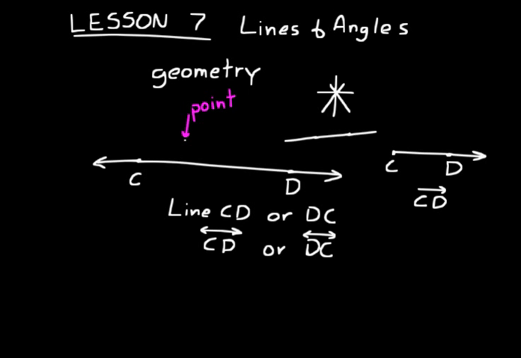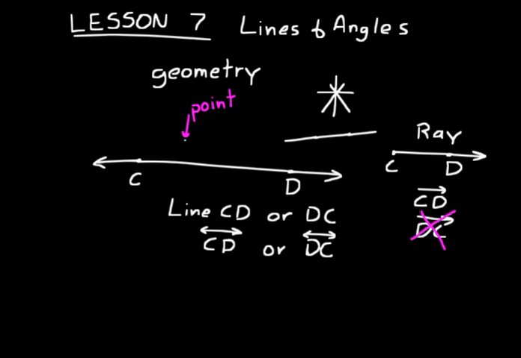Now, you can't name this ray like that. You can't do that because you always have to start with that endpoint. You have to start, like for this example, you have to say CD because C is that endpoint or starting point, and you write the letter that represents that starting point first.